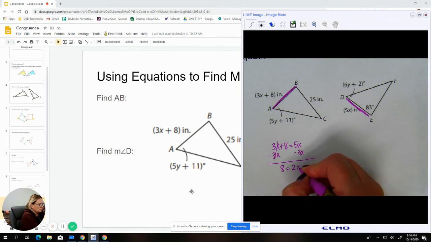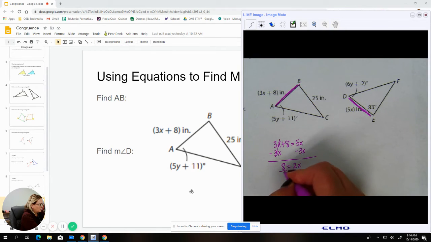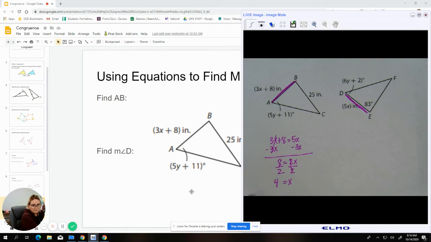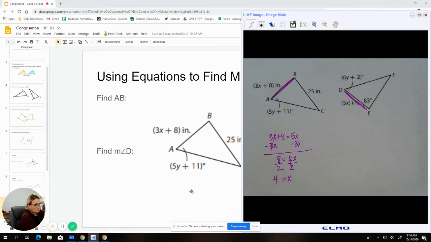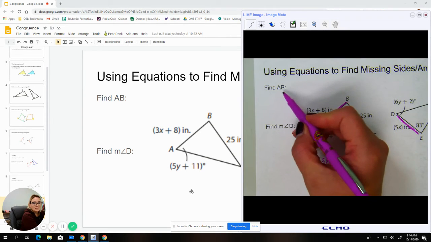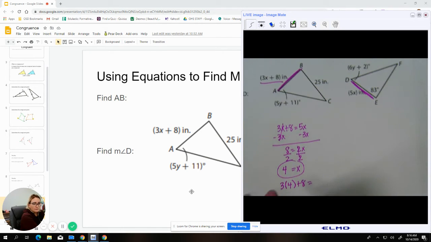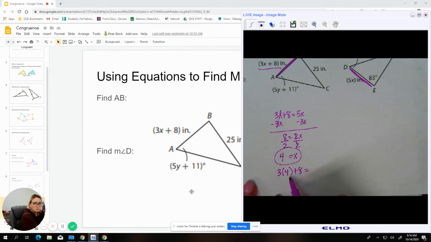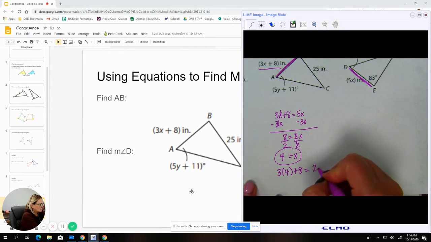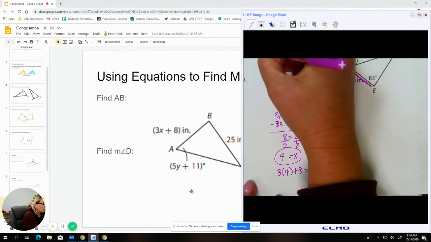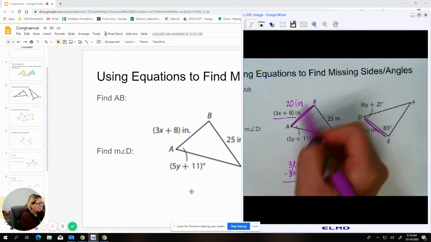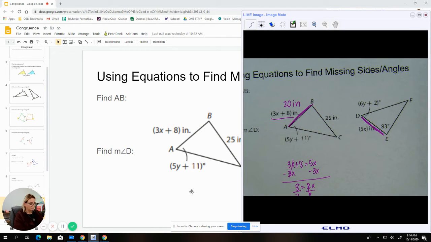8 is going to be equal to 2x. If I divide by 2, it tells me that x is going to be equal to 4, but it doesn't ask us what x is equal to. It asks us what the side length is. So we have to take this and plug it into our side length. So 3 times 4 is 12. Sorry, I was off the page. 3 times 4 is 12 plus 8 is 20 inches. So that tells us that this side length is 20 inches.